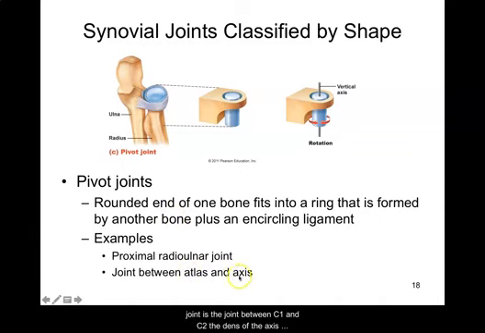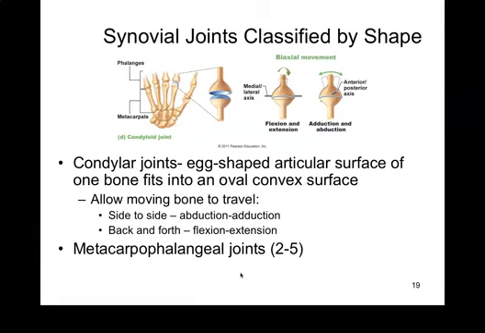The dens of the axis sticks up into the vertebral foramen of the atlas, and there is a ligament that wraps around that dens and allows us to pivot the atlas side to side. We get rotational movement while the axis stays stationary. That movement is what allows us to turn our head side to side, kind of shake your head no. That is, the joint between atlas and axis is a pivot joint.